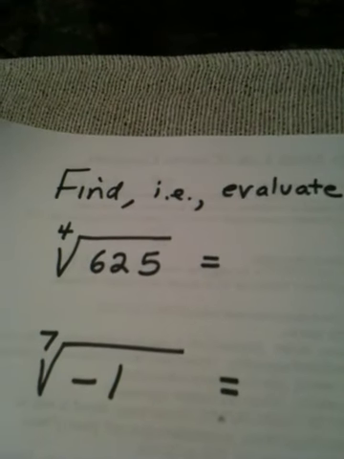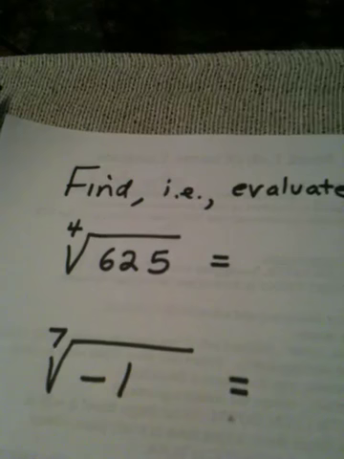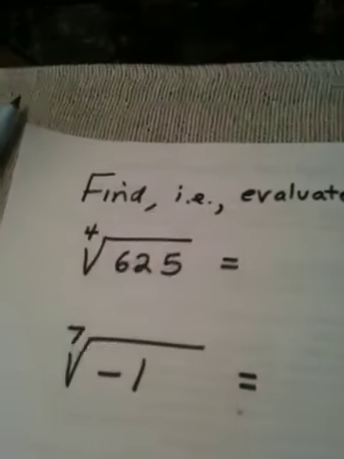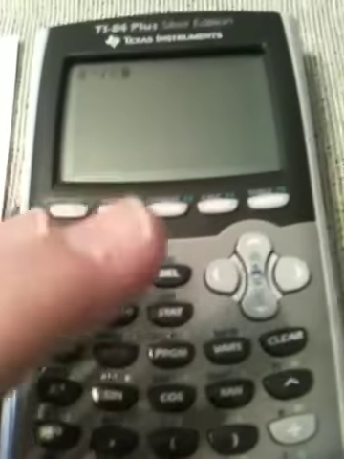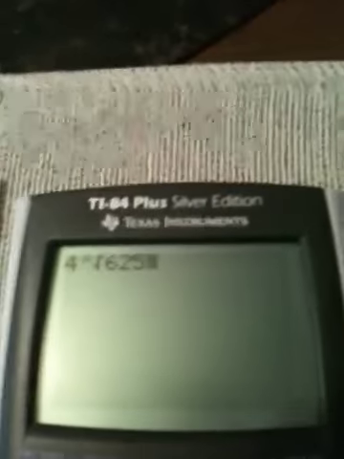Find and evaluate the 4th root of 625. 4th root. Okay? The way I do this on my graphing calculator, I type in the index first, which is a 4. Then I go to the math menu and I pick option 5, which basically says the root. So 4th root of, and then we type in 625 and we hit enter, and the answer is 5.